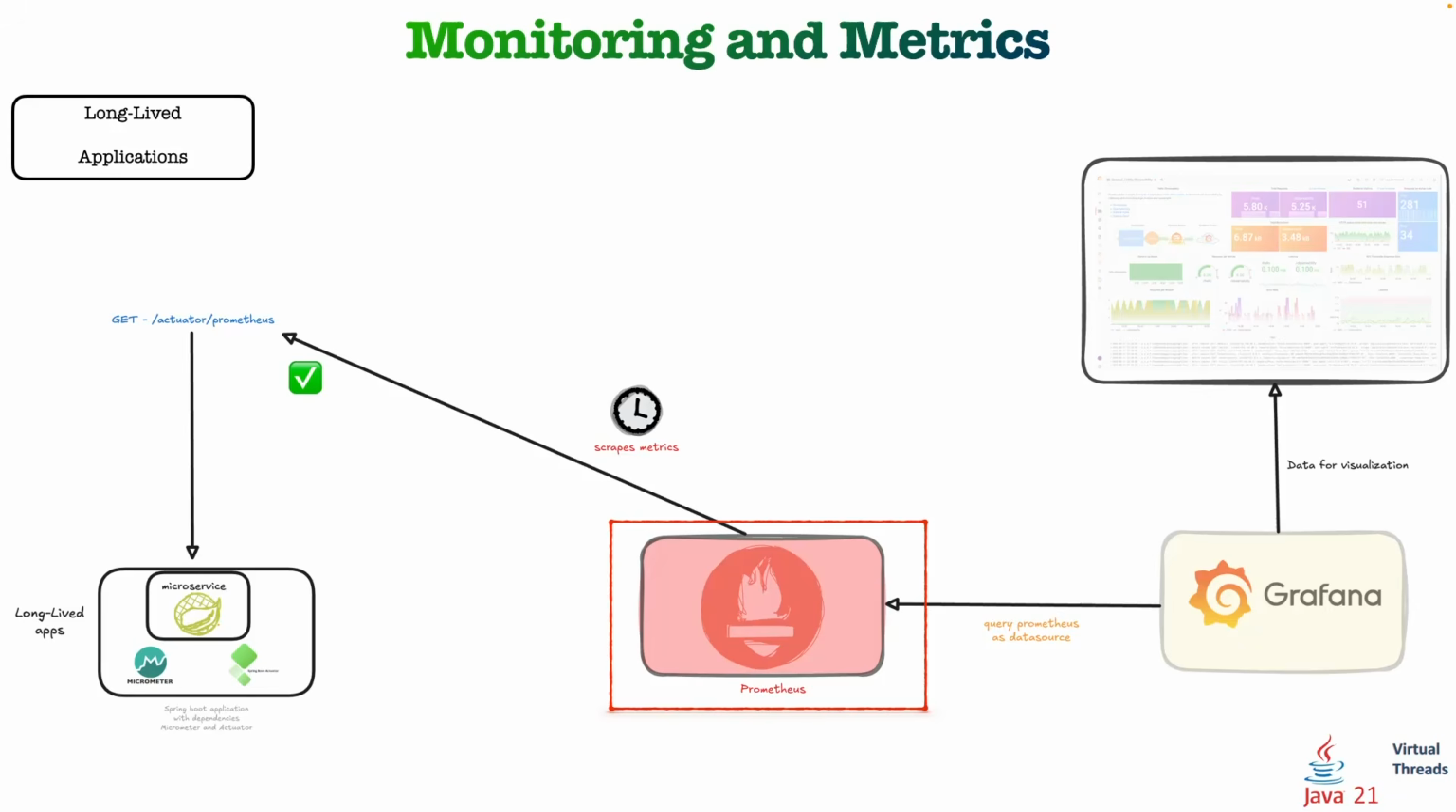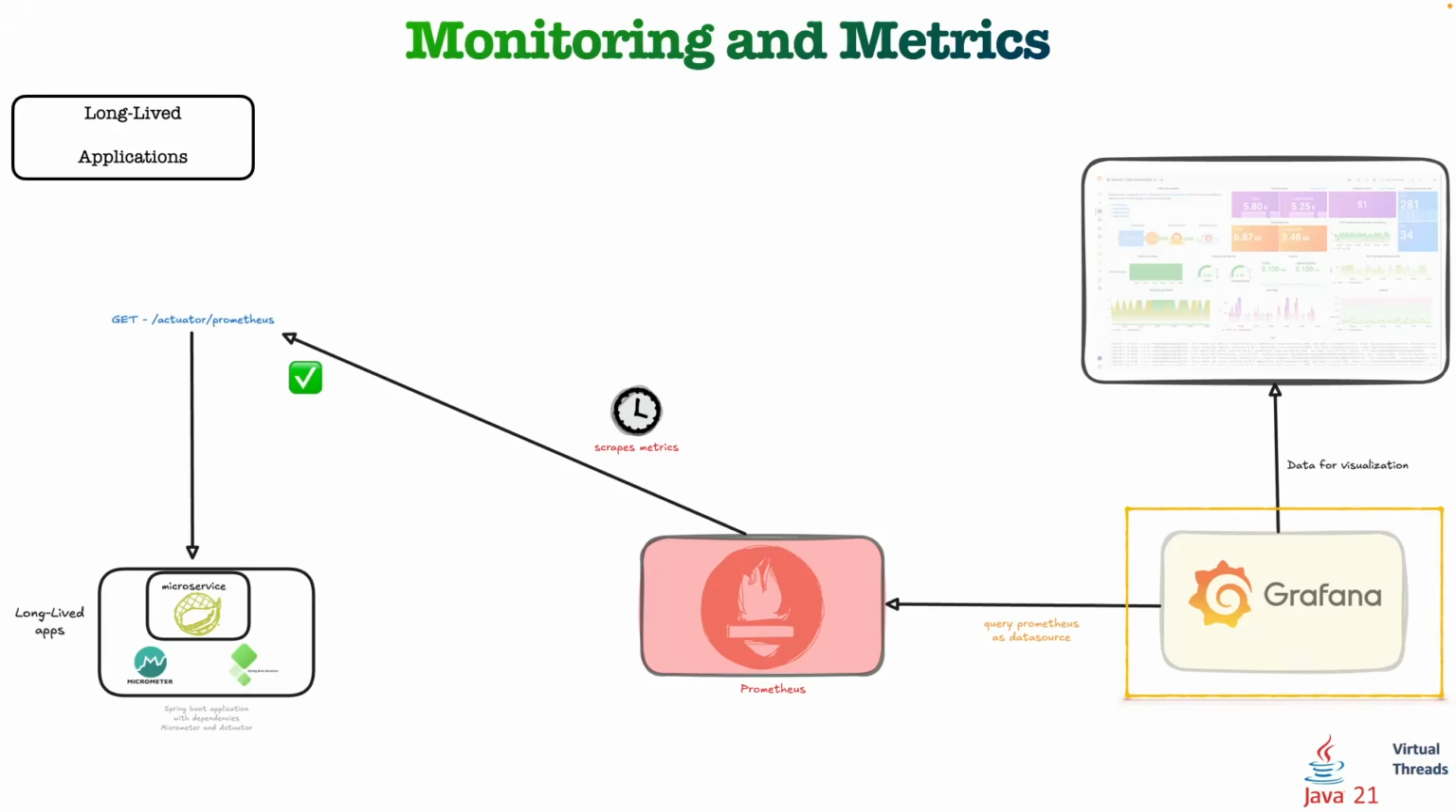Prometheus uses a pull model. So it scrapes the metrics from a target, for example, here, the endpoint, which is our target source, at regular intervals. So Prometheus will start pulling the metrics from our application. And then we will have Grafana, which will use Prometheus as a data source. It will query Prometheus in order to get the metrics, and then we can create our dashboard for visualization.